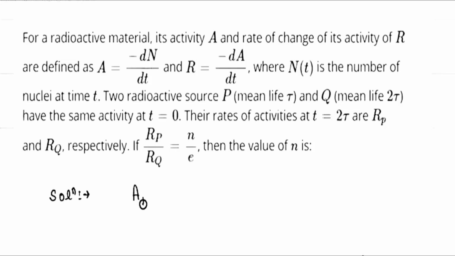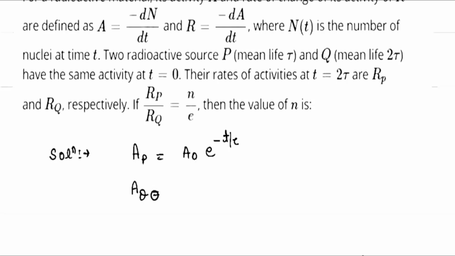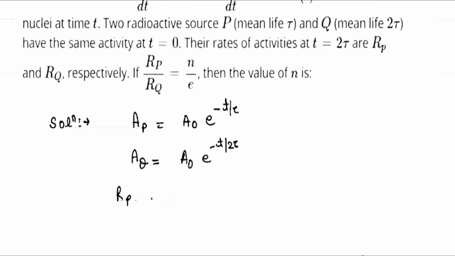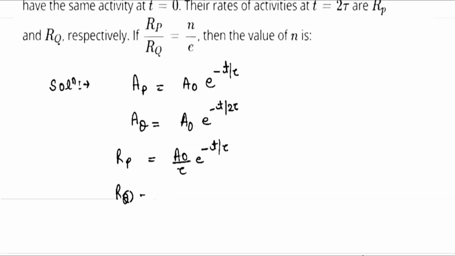we have the activity of P equals A naught e power minus t divided by the mean life, that is tau, and we have the activity of Q equals A naught e power minus t divided by 2 tau, and we have the rate of change of activity of P equals A naught divided by tau, e power minus t divided by tau, and the rate of change of Q equals A naught divided by 2 tau, e power minus t divided by 2 tau, that is our mean life here.